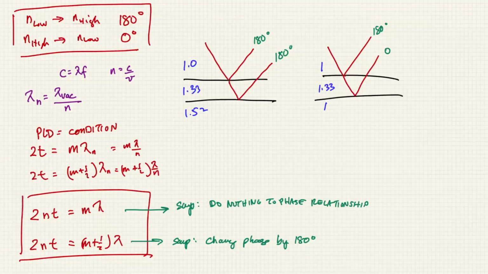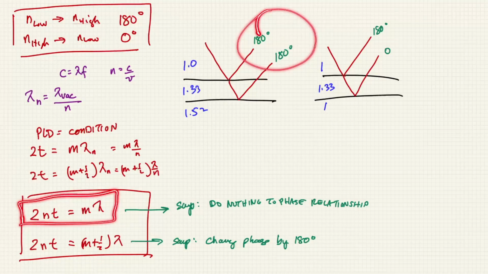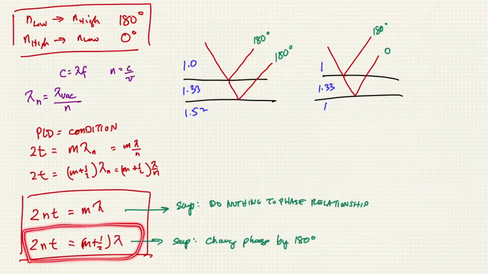It doesn't matter what the actual number is. All that matters is, are they the same or are they different? In this case, the two phase angles are the same, which means they will be naturally constructive. So that means that 2nt equals m lambda, which says do nothing, don't change this phase relationship. What will this equation then mean? Is it the constructive or destructive equation? It's the constructive equation because we're doing nothing to a 180-180 relationship. What does this second equation say?